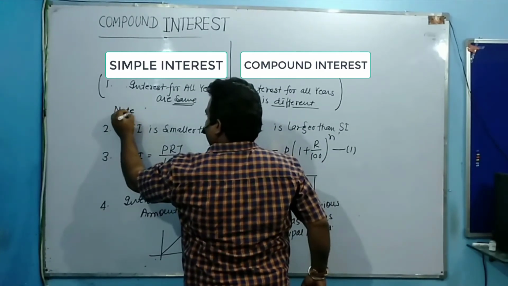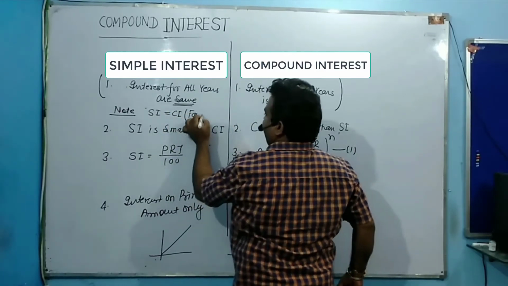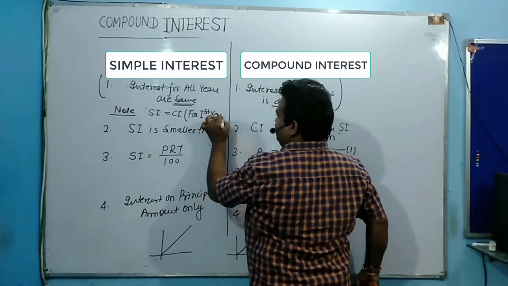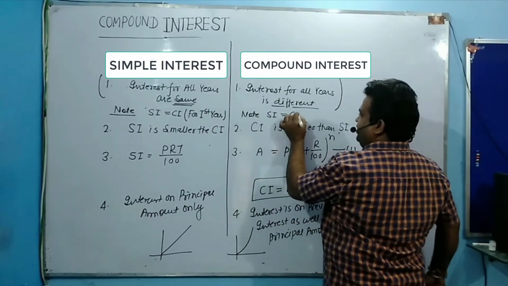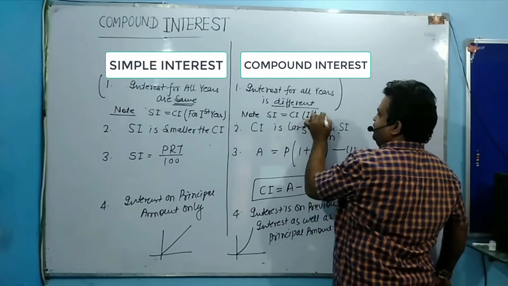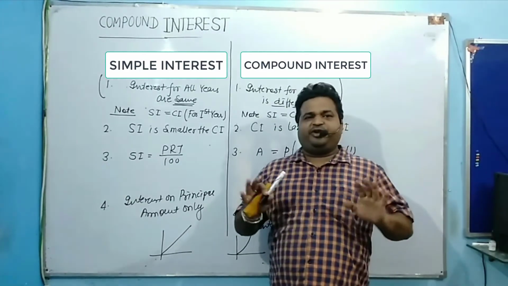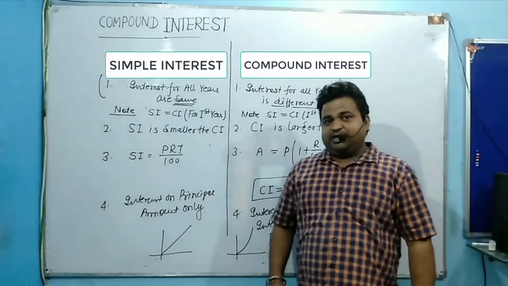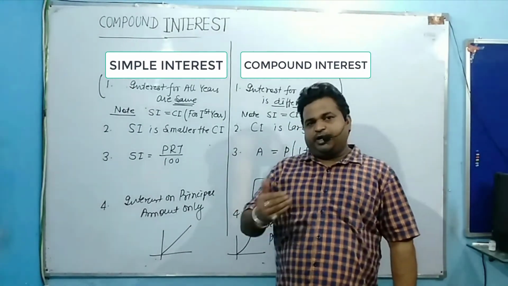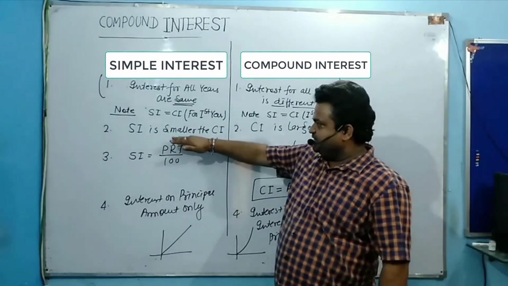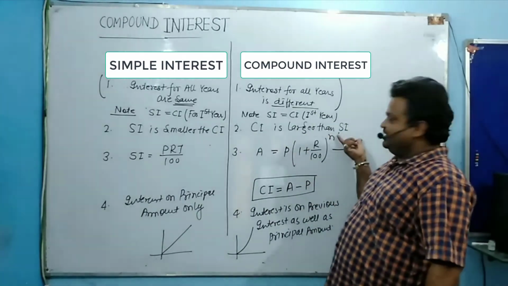Note: simple interest is equal to compound interest for the first year. So for the first year, the interest value is the same. There is no difference between simple interest and compound interest. But after 1 year, there is a difference. Compound interest is always higher than simple interest. It is mentioned in the second difference: simple interest is smaller than CI, whereas compound interest is larger than simple interest.